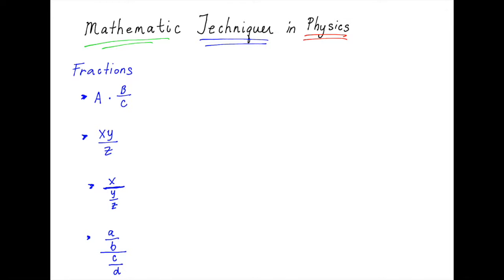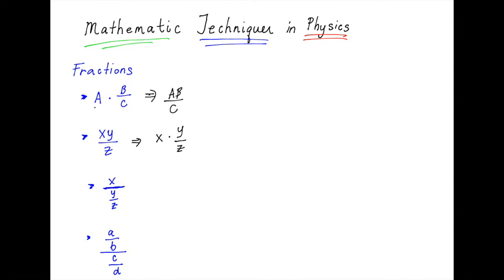The first thing that we need to understand when studying physics is about fractions. Now, fraction is an essential skill in order for us to study physics. Let's say, for example, we have here A times B over C. This could be written as AB over C. Likewise, this xy over z can be written as x times y over z.